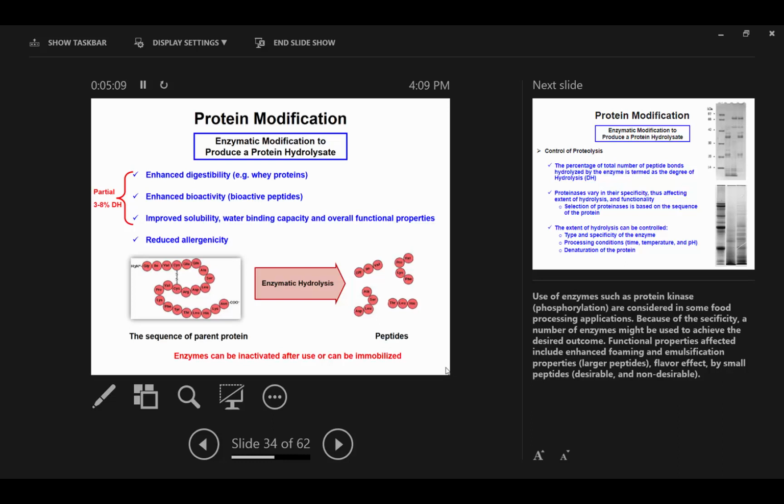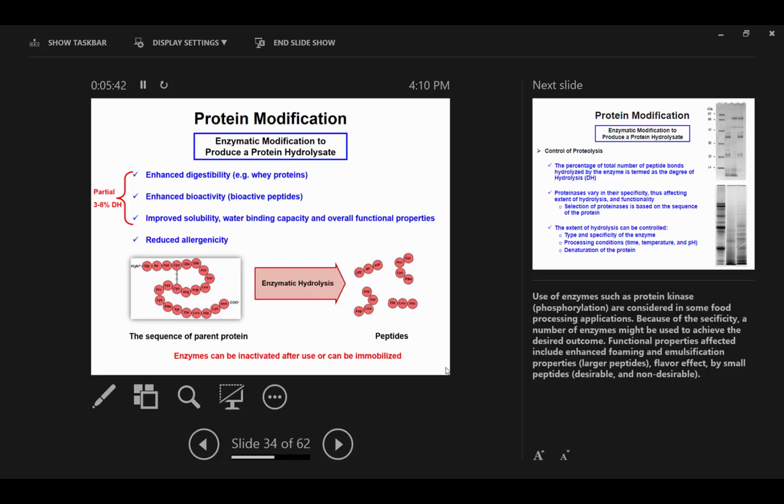Common protein ingredients include protein hydrolysates. When you hydrolyze, you improve the digestibility. For example, whey protein. Babies don't have very well developed digestive systems. So in baby formulas, if they're using whey protein, they use slightly hydrolyzed whey protein, so that it's more easily digested by the infant.